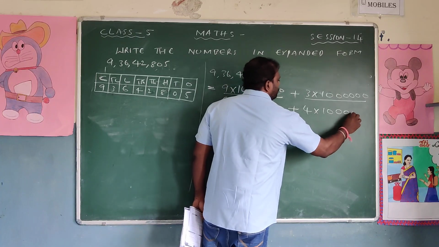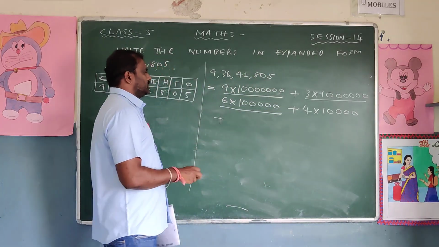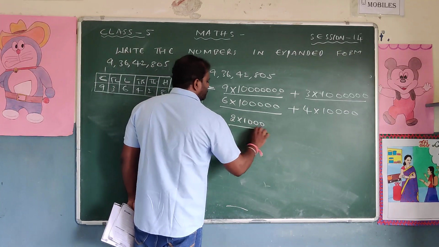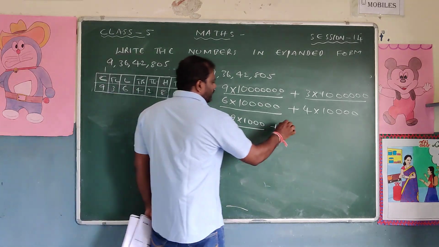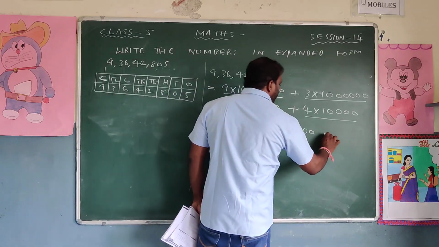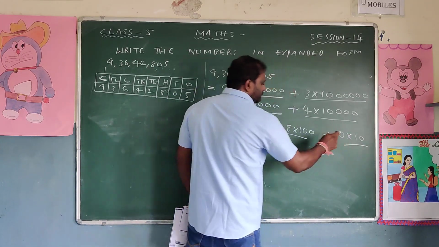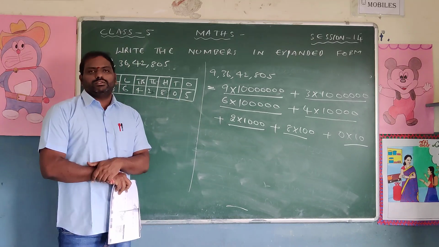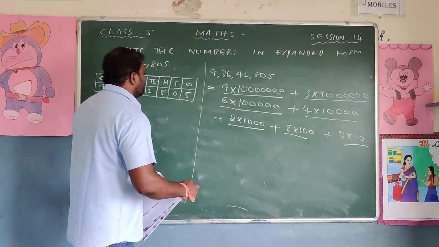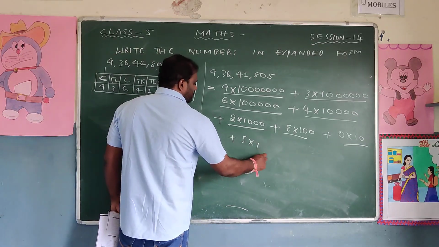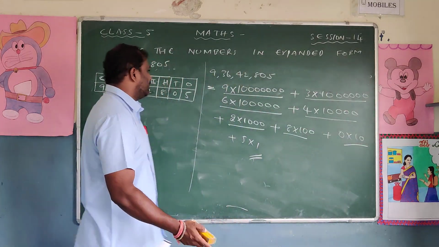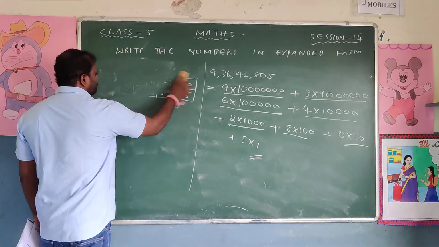10,000 means you will have 4 zeros. Plus 2 into 1000. Plus 8 into 100. Plus 0 into 10. Whatever is there, even 0, you have to consider 0 also. Don't leave it. 0 into 10 is 0. Plus 5 into 1. That's all. So this is the way to write in the expanded form. Got it? Next, I'll go for one more question.